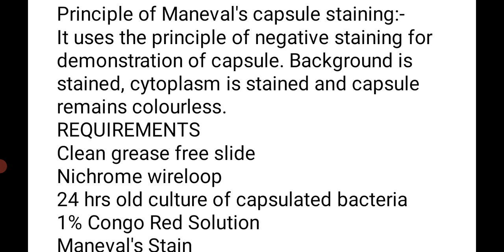Now, some principles of Maneval's capsule staining. The method given by the scientist Maneval for capsule staining. This staining technique uses the principle of negative staining for demonstration of capsule, in which background is stained, cytoplasm is stained, and capsule remains colorless.